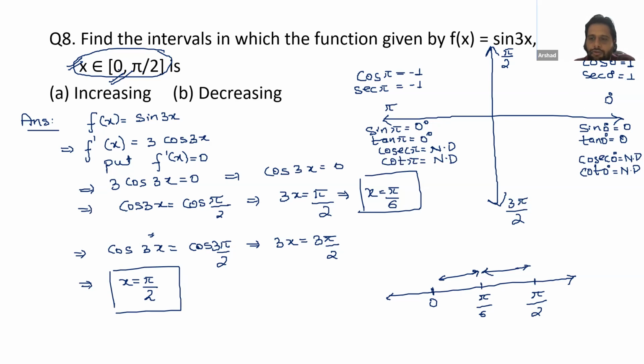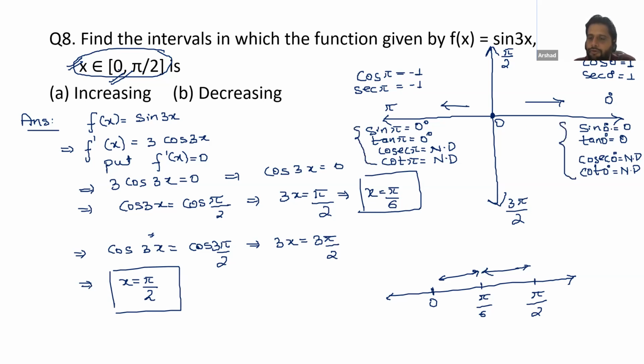Now please remember this chart. Cos 0 is 1, sec 0 is 1. This is your origin, and this is your right side. On the right side, cos and sec are positive. But in the left direction, if you have 1 here, it will become -1. So cos 0 is 1, so cos pi is -1. Sec 0 is 1, so sec pi is -1. Remember that on the left side this is negative, on the right side positive. The rest of the values will remain the same.